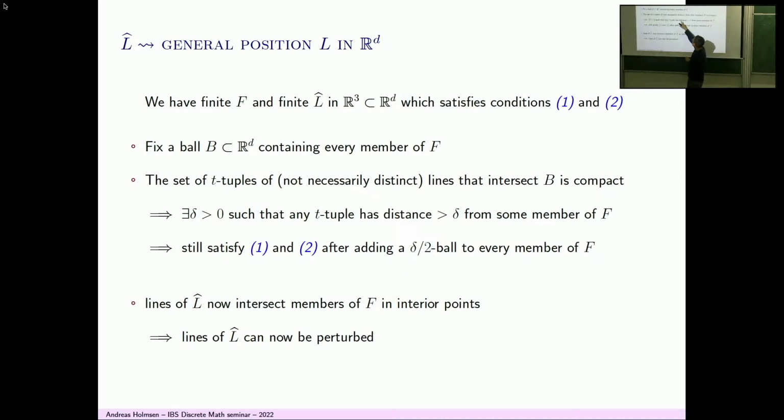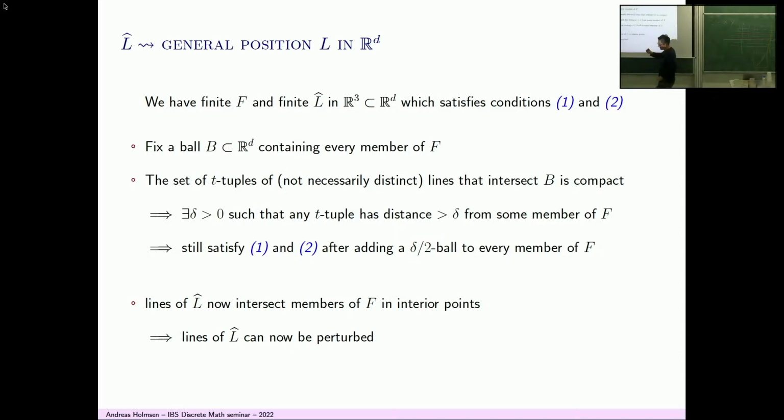And then you look at T tuples of lines, and you know that none of those T tuples intersects every member. Oh, so there's a big ball B that contains your whole finite family F. And the T tuples of lines that intersect that big ball B is a compact set. And by compactness, you can find some absolute delta such that every T tuple of lines is at least distance delta from some member.